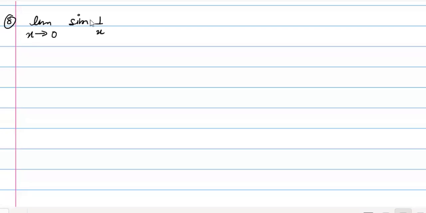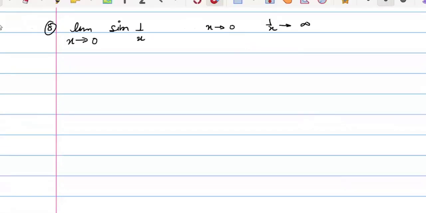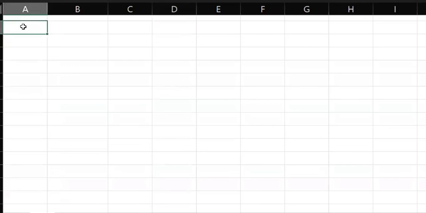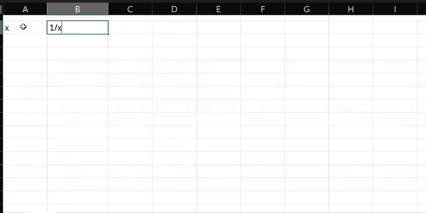Okay, so this is our next sum in which we have to find, as x approaches 0, what does the function sine of 1 over x approach? First, we have just now seen that as x becomes closer to 0 from one side, 1 upon x approaches infinity. And I want to make another point. For that, let me take you back to the Excel sheet. So here I'm taking x and I'm plotting 1 upon x.